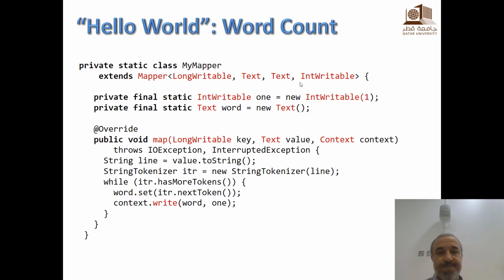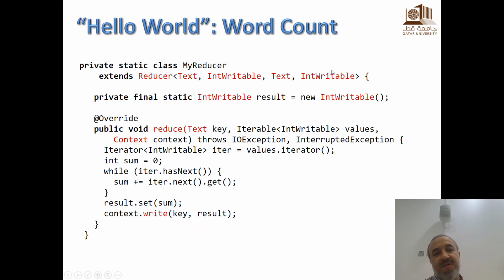And the output types don't have to be the same, of course, but they happen to be the same here because eventually I want to say this word appeared that number of times. So the output will be Text and integers. The only difference here is that we go through the values through the Iterable, so we'll use an iterator here. We get the iterator from here and we use it. I think you are familiar with iterators in Java, right? An iterator is an object that goes through the list of values one by one.